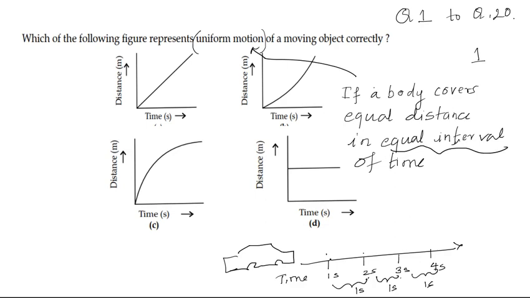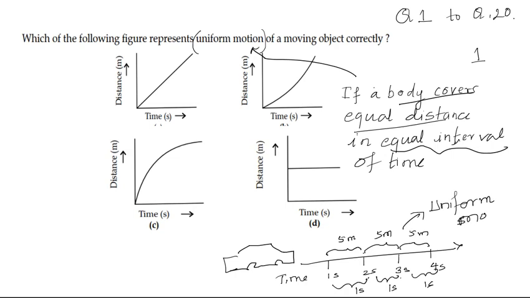Now if the body covers equal distance, suppose from here to here it covers 5 meters, and then from 2 seconds to 3 seconds it covers another 5 meters, and then again another 5 meters, then we say that a body covers equal distance in equal intervals of time. That is what is called uniform motion. And if you calculate the speed of that, it becomes 5 meters per second, because it covers 5 meters in 1 second. And therefore it is called uniform motion.